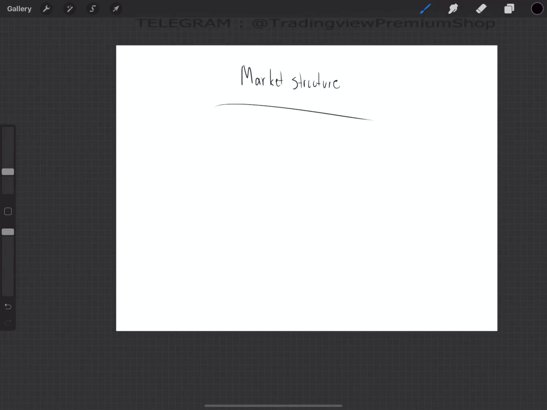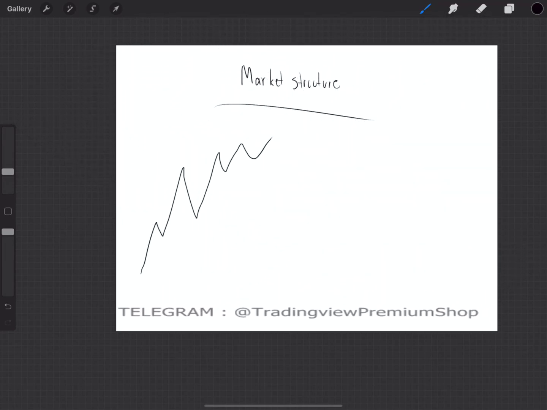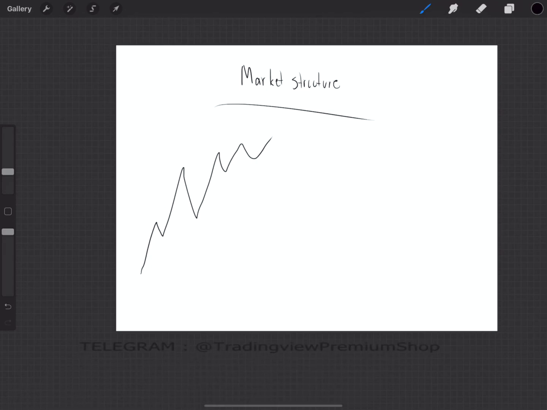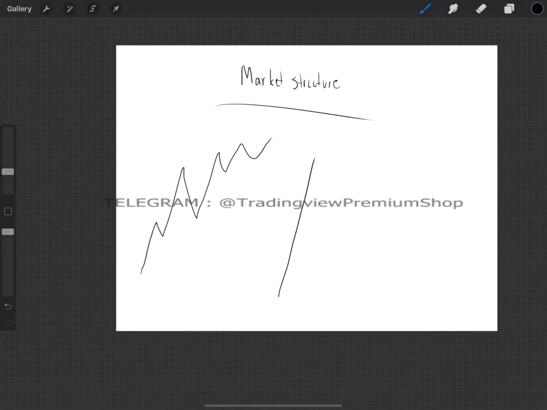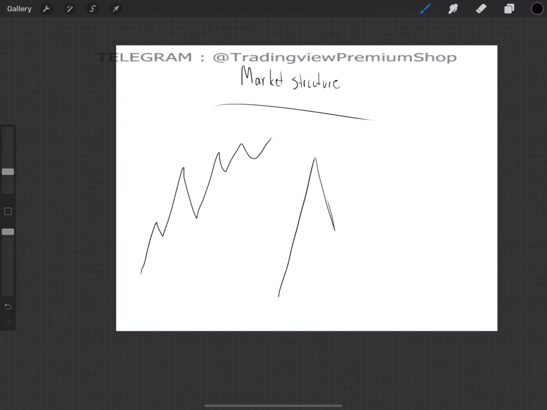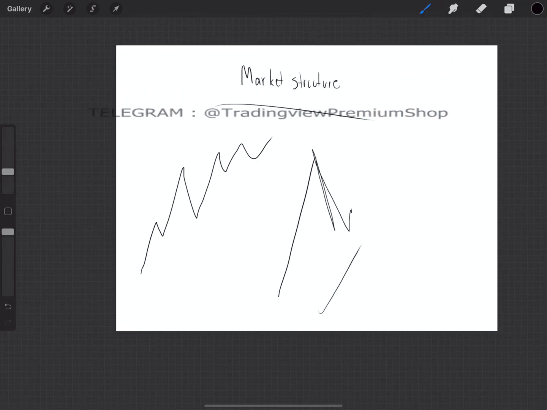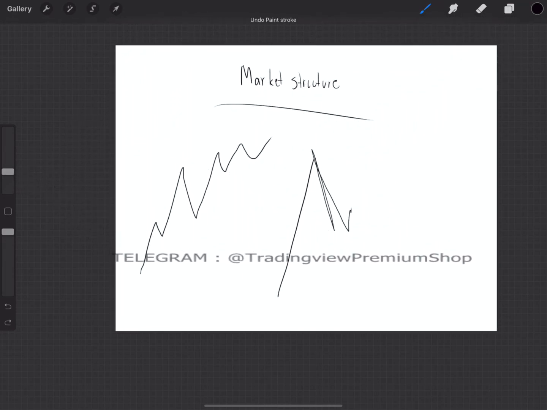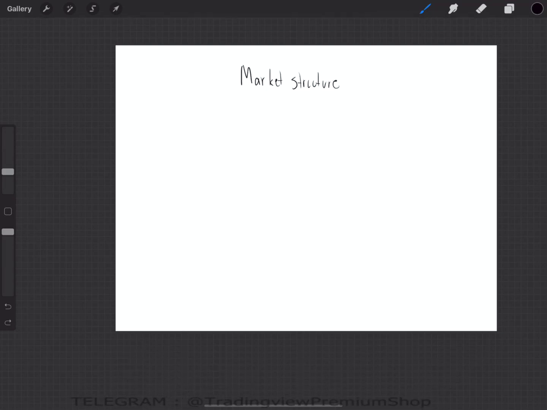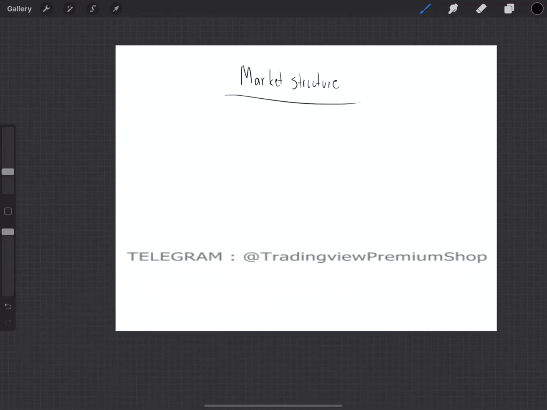So usually when the market trends, you'll see it trending something like this, right? It's very rare for the market to just go straight up in a line. It's very rare. And if it does, it has to pull back at some point. You will never just see it going straight. Otherwise, it'll be too easy, right?